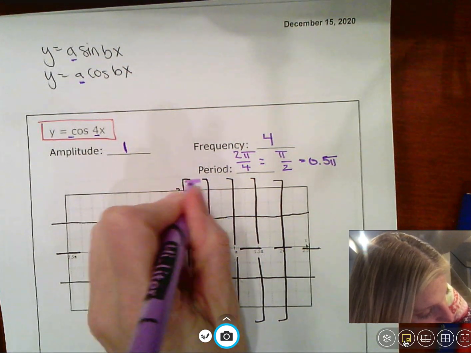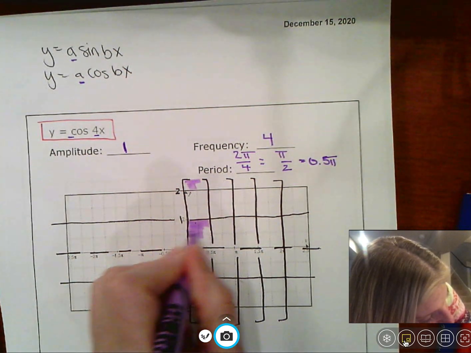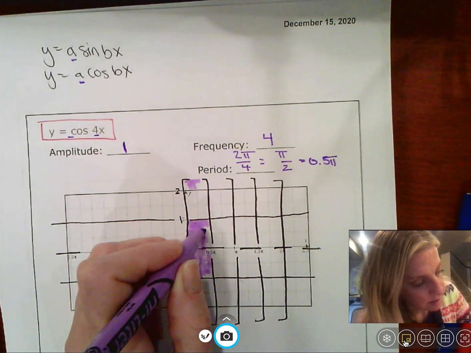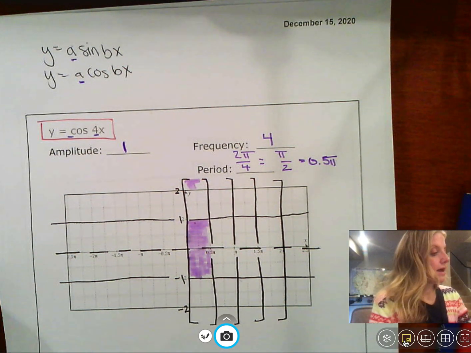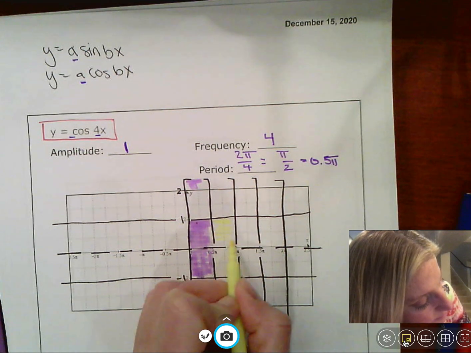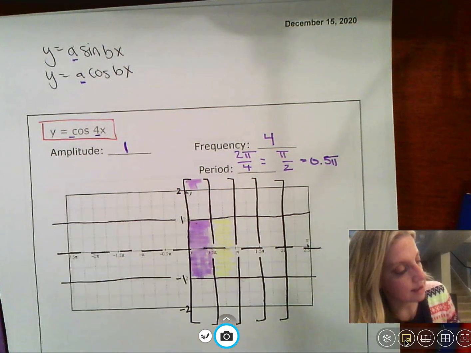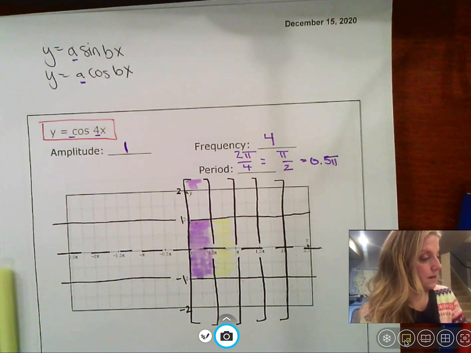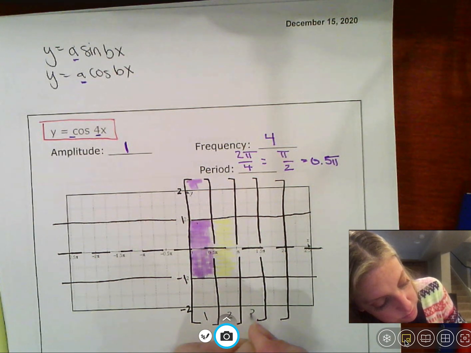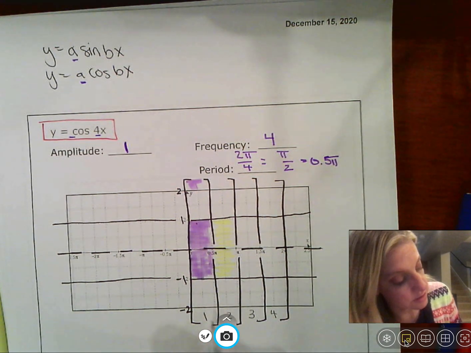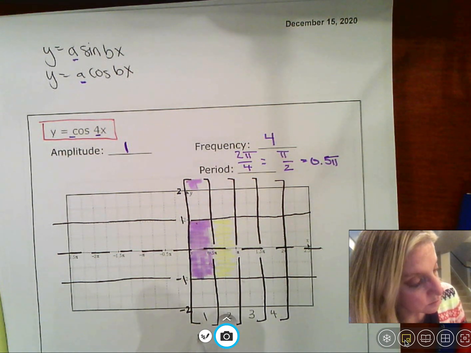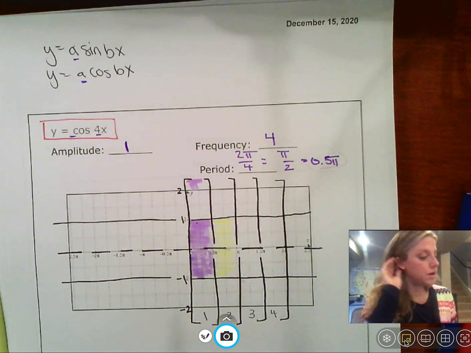If you look right, nope, there's my ceiling. Right in there is where I'm going to have 1 full cycle. And then you can see I'll have my second full cycle right next to it. And then we'll have a third one and a fourth one. So you can see again why the frequency is 4. Here's 1 cycle, 2, 3, 4. There's 4 cycles from 0 to 2 pi. So in this case, the period, like we said, is 1/2 pi.